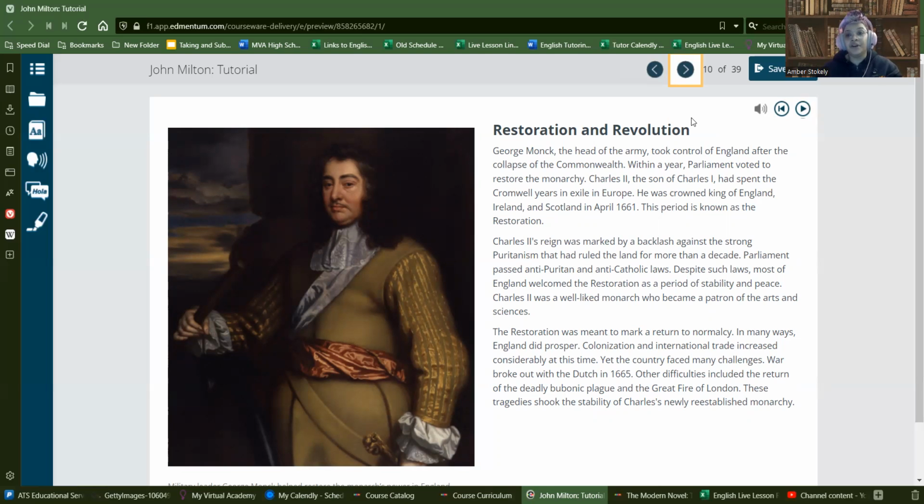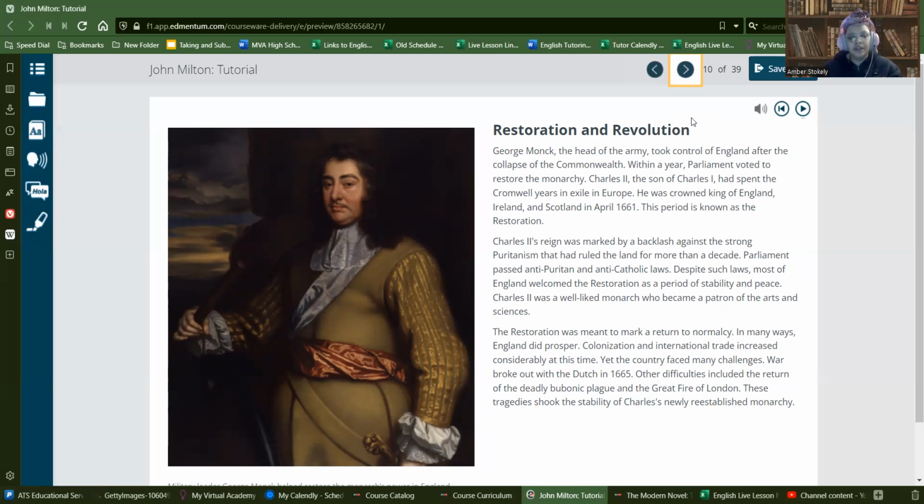And they went to go find him, and he was crowned the King of England, Ireland, and Scotland in April 1661. So once Charles II started reigning, the period was known as the Restoration. And the reason why it was called the Restoration is because they restored the monarchy.